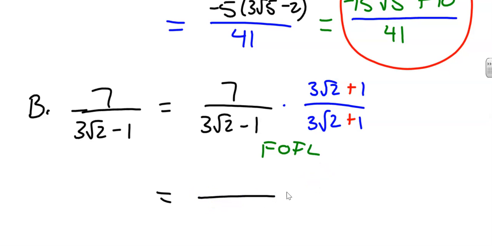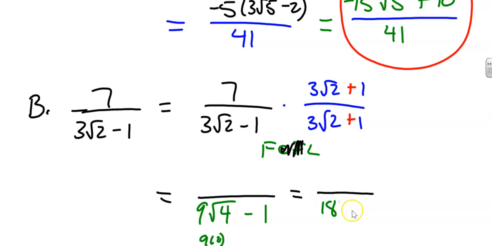Alright, and again, on the bottom, we're going to do the full method, but with the full method, the O and I are going to knock each other out. So we're going to do 3 square root of 2 times 3 square root of 2, which again is going to make that 9 square root of 4 minus 1. So square root of 4 is 2, so this is really 9 times 2. So that's 18 minus 1, which means the bottom is going to be 17.